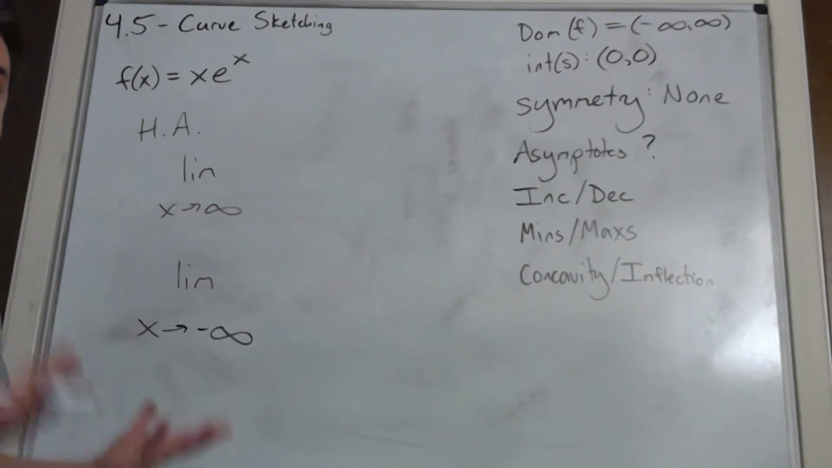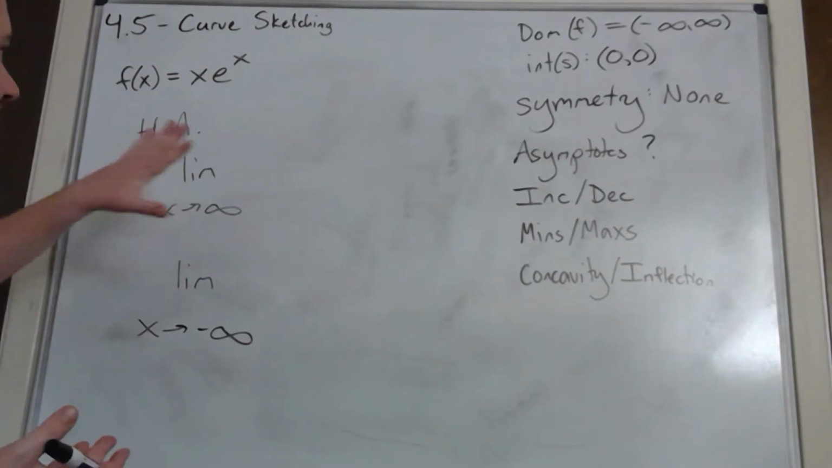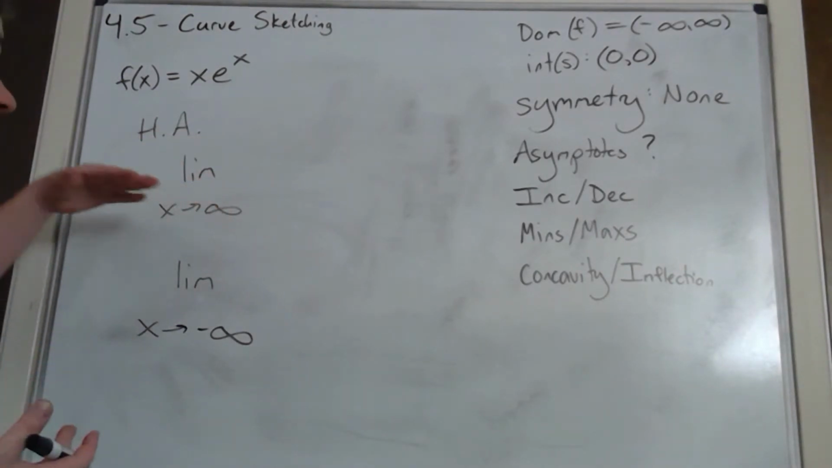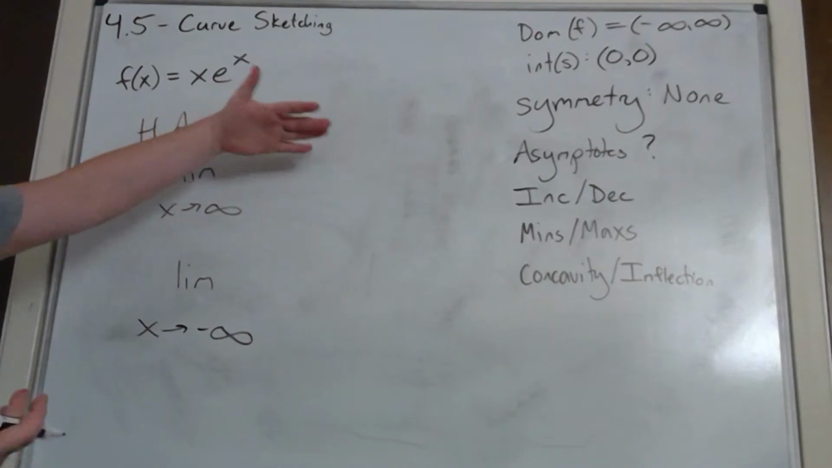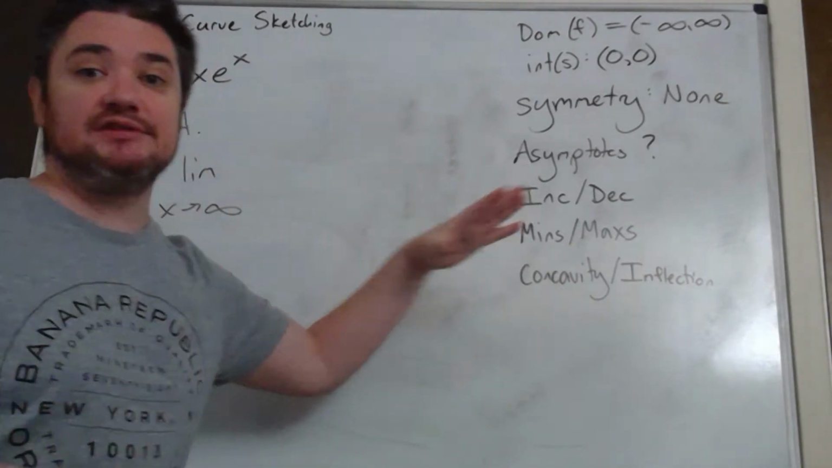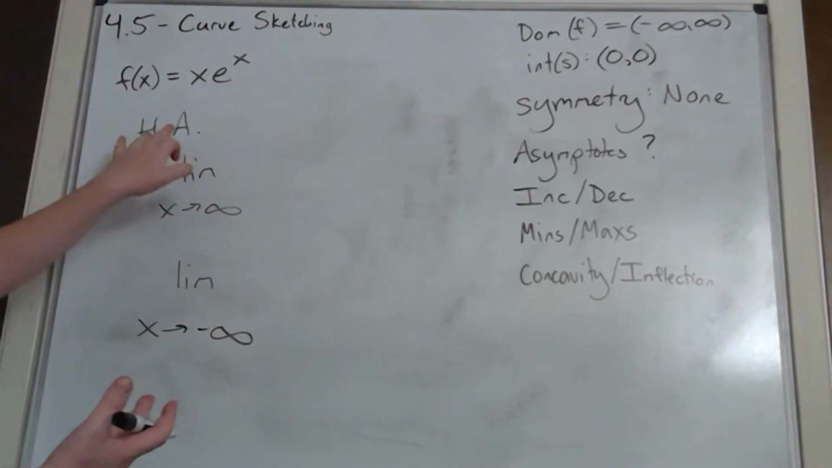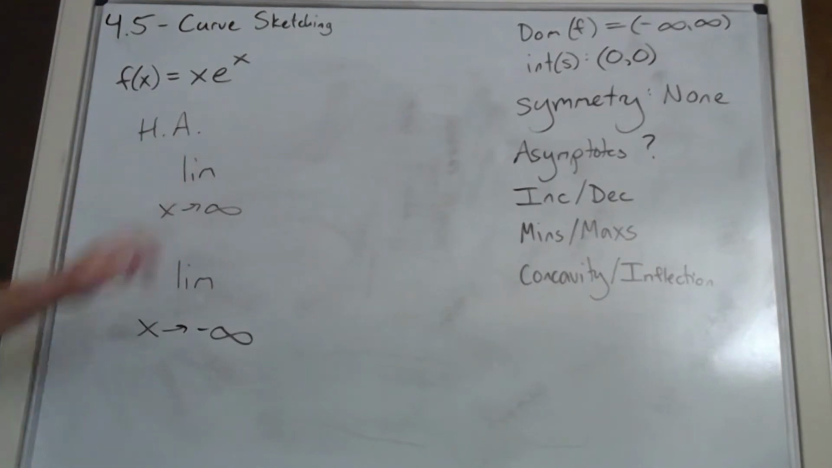Is there any kind of behavior that we could, if this limit exists, then that's really telling us that as x moves on, if the limit exists as a real number, then as x gets really large, the function values are approaching some real number. That yields a horizontal asymptote.